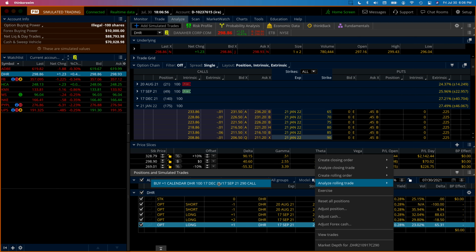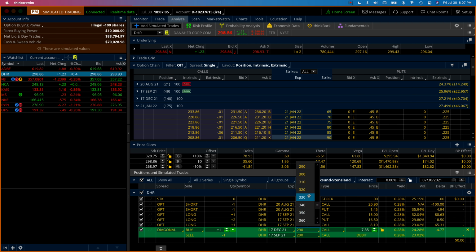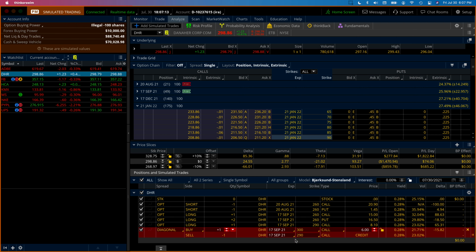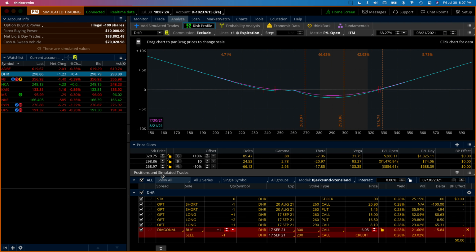Here it is, and that looks like a calendar. All we have to do is move the call higher. The one that we are buying will be higher, but make sure it's the same expiration, one strike price higher or two, and then you get a credit. That means you're taking profits. Take a look at the graph.